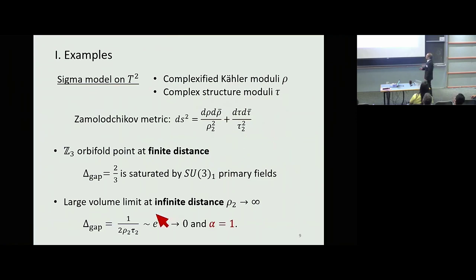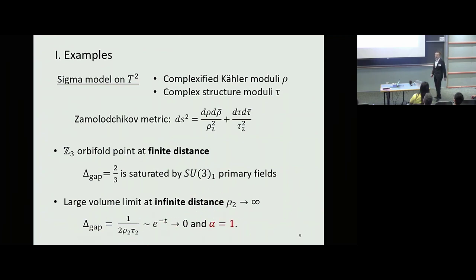So there are various interesting points. For example, you can have the orbifold point where you have some enhanced SU(3) symmetries. And this is at a finite distance. It's a singularity of moduli space, but it's a finite distance. And in fact, there is a finite gap that doesn't decay. Now, the large volume limit is at infinite distance, and in fact, the gap decays exponentially.